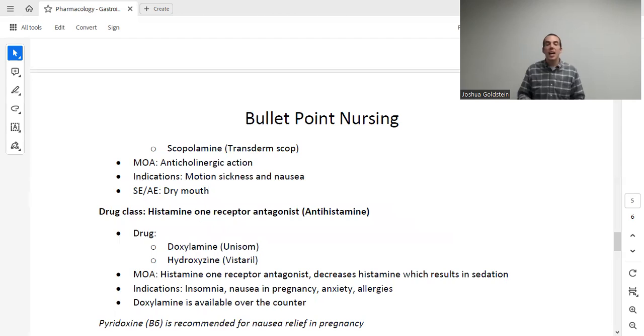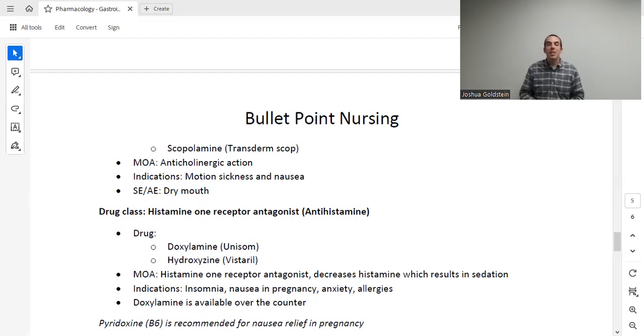The next drug class we have are anticholinergics, and we talked about this in the cholinergic pharmacology lecture. The one drug we have here is scopolamine. This medication, I believe it's by prescription only. It's an anticholinergic, and I'm not going to get more into that. We covered it in the cholinergic lecture, but it's used for motion sickness-related nausea. Adverse effects, well, any of the anticholinergic effects, as we spoke about in the cholinergic lecture, such as a dry mouth.